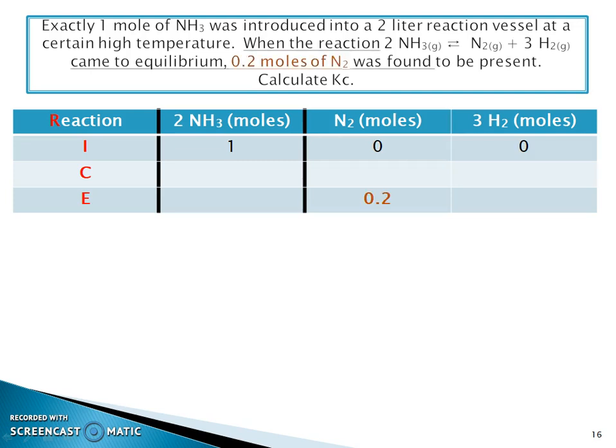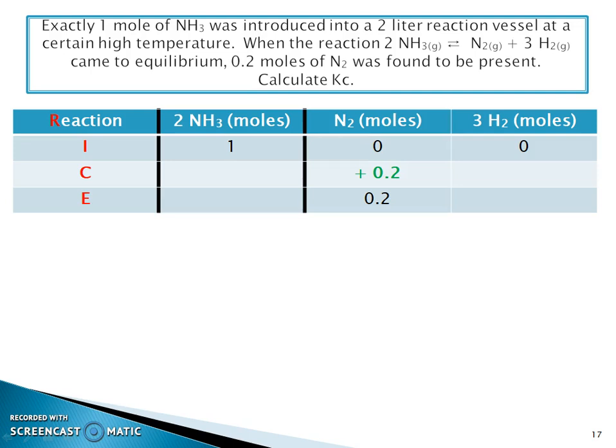Okay, so now our change. It says when the reaction came to equilibrium, 0.2 moles of that N2 was found. So that's where that goes. My next question is going to be, how did we get from 0 to 0.2? Well, we added 0.2, right? So that's going to be our change in value.